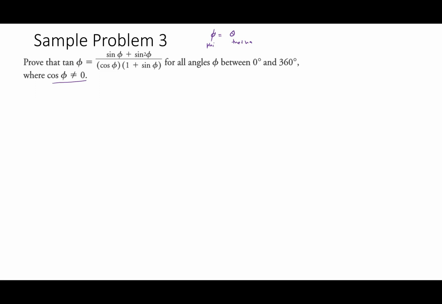If we're proving that tan theta is equal to this, I'm going to work with the right side. So the right side here is sine theta plus sine squared theta over cosine theta times 1 plus sine theta. I want to work with this side. And usually the rule of thumb is to work with the side with the more number of terms, because it gives you more opportunities to simplify. So what I'm going to do is work with the right side.